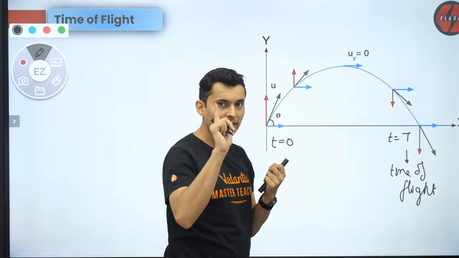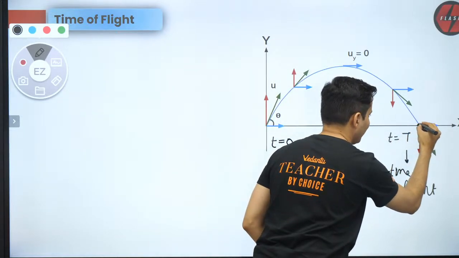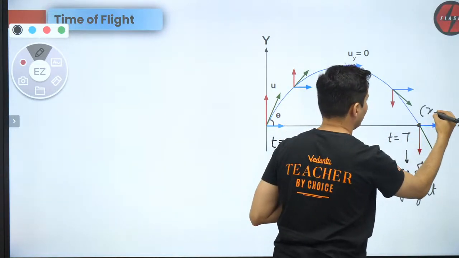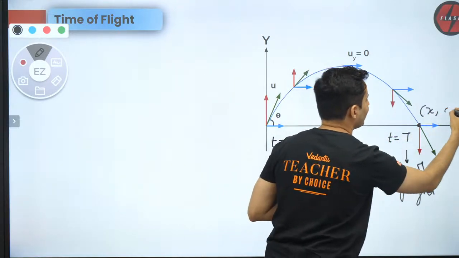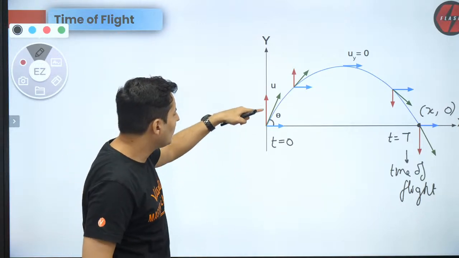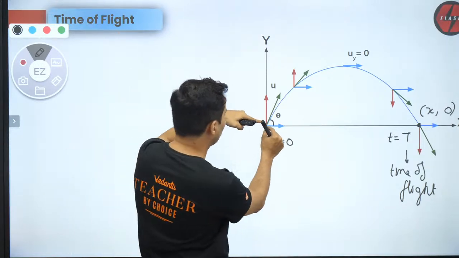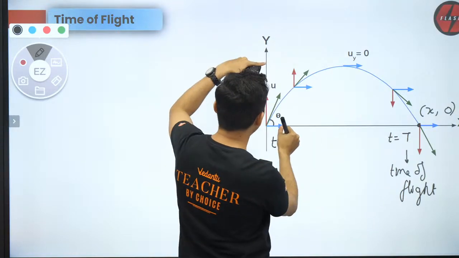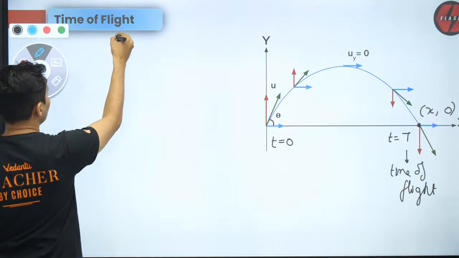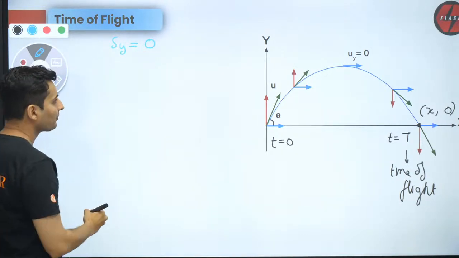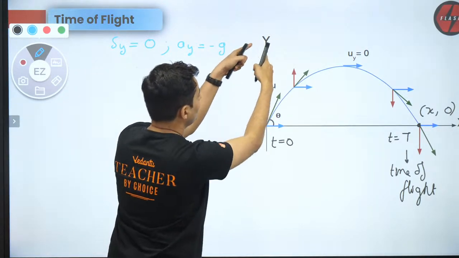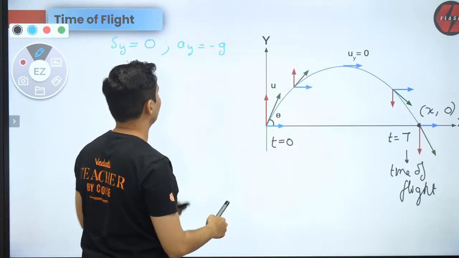Here is my logic. Let's think, what is the coordinate of this point? It will have some x coordinate, but the y coordinate is 0, correct? If I just concentrate on the y-axis displacement as the particle goes up and comes down, the y displacement is 0. So displacement in the y-axis is 0. Next, acceleration in the y-axis is minus g, because upwards is positive, so downwards will be negative.